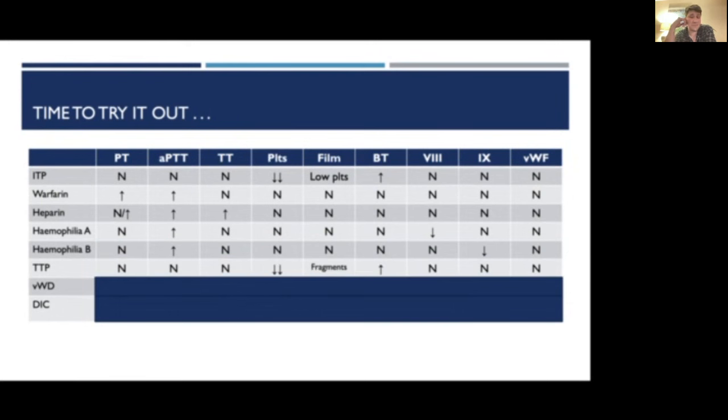But it doesn't affect secondary hemostasis. So the clotting screen is untouched, but the platelet count is very low and there are fragments, and the bleeding time would be prolonged in that condition.